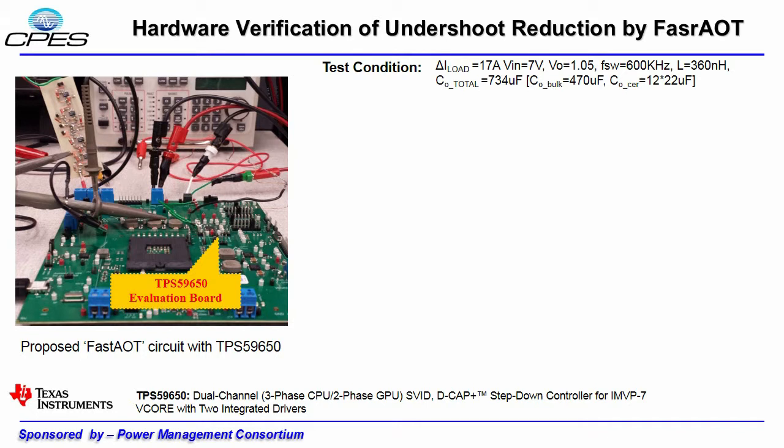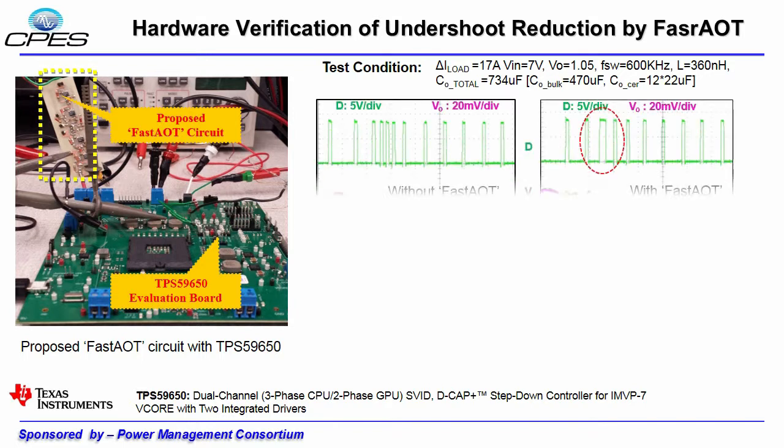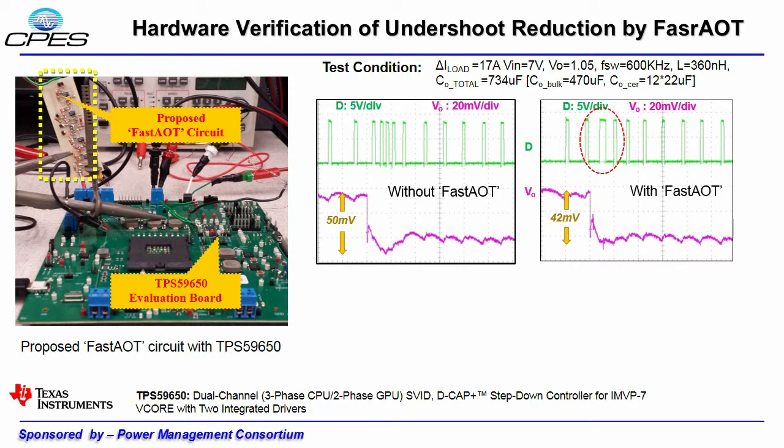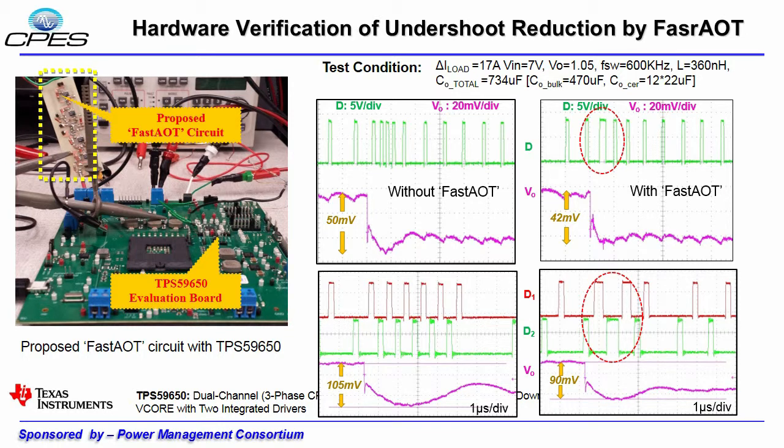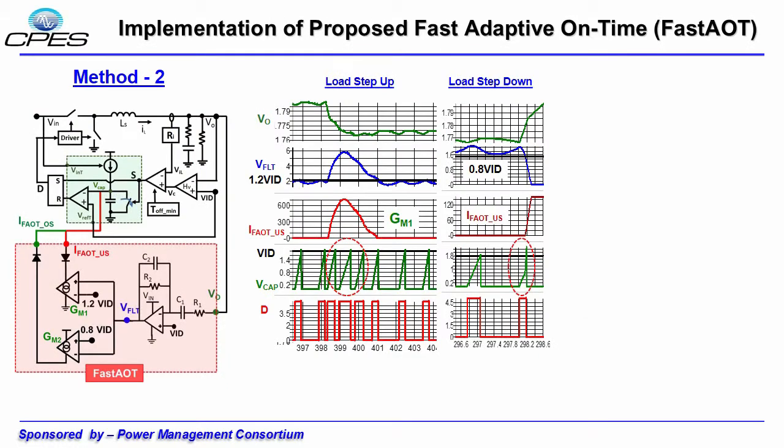Now here you can see that we implemented our proposed fast adaptive on-time circuit with the TPS59650 evaluation board. In the first, single phase, we reduced the undershoot from 50 millivolt to 42 millivolt, and in the two-phase operation you can see from 105 millivolt to 90 millivolt by extending the T-on.